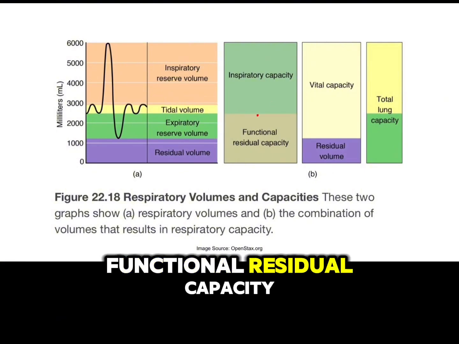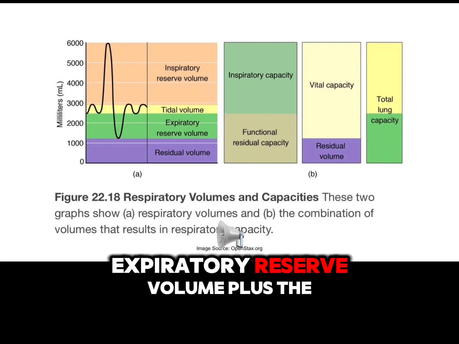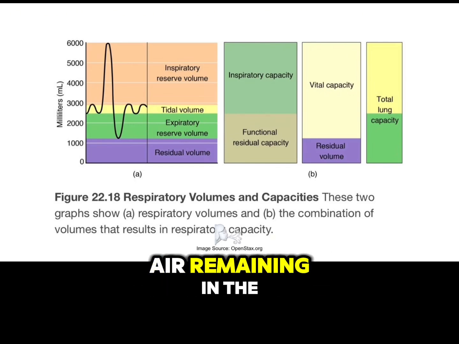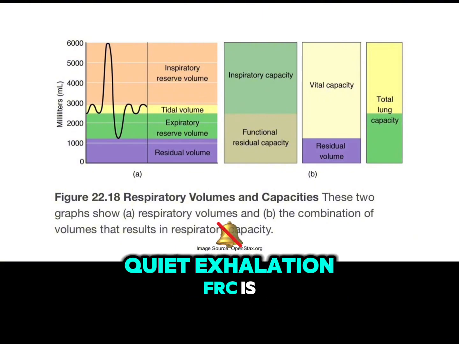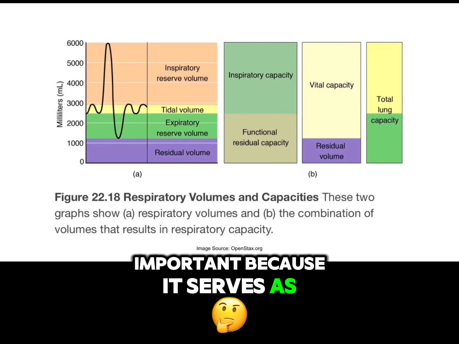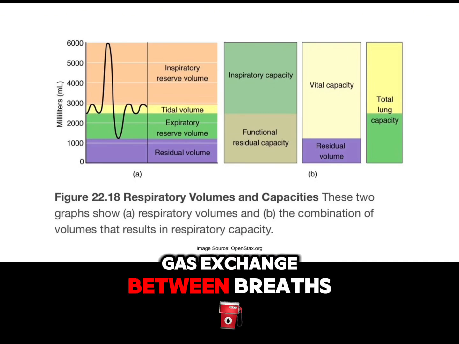The functional residual capacity, or FRC, is the expiratory reserve volume plus the residual volume. It's the amount of air remaining in the lungs after a normal, quiet exhalation. FRC is important because it serves as the stable, large air reserve for gas exchange between breaths.